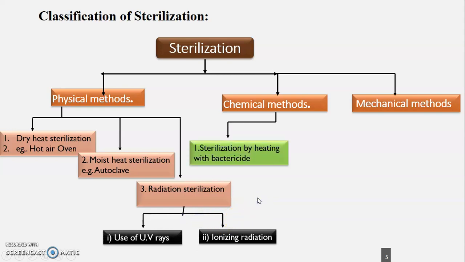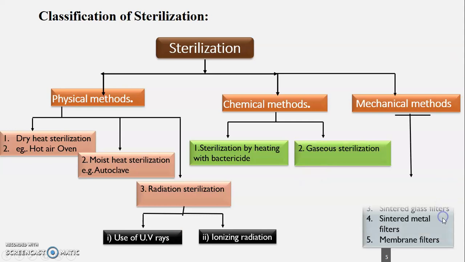Chemical method is divided into two parts. First is sterilization by heating with bactericides and second is gaseous sterilization. The mechanical method involves filtration, in that ceramic filter, Seitz filter, sintered glass filter, sintered metal filter and membrane filter.